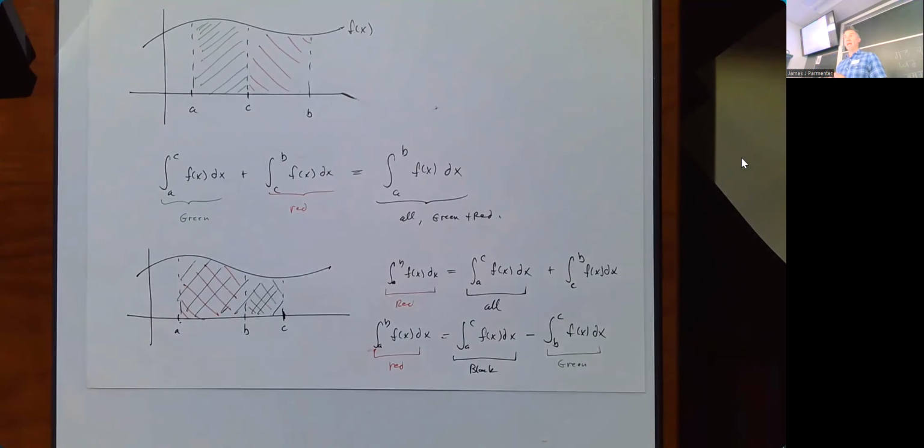That makes some sense. In fact, it shows why we need that switching of the order of limits of integration to work the way it does, so that this thing is still true no matter how we write it. It's kind of cool. I think it's actually really neat, to be honest.